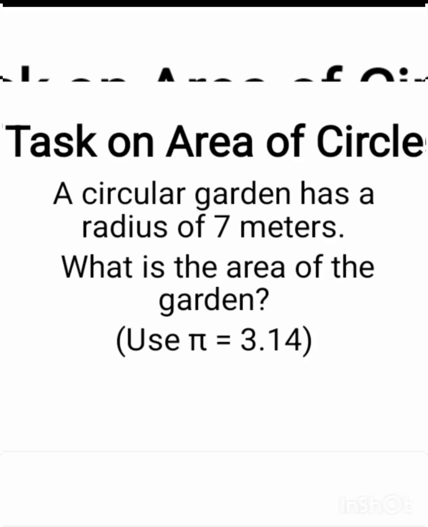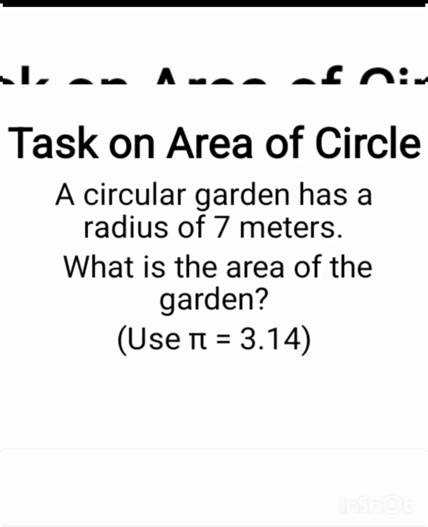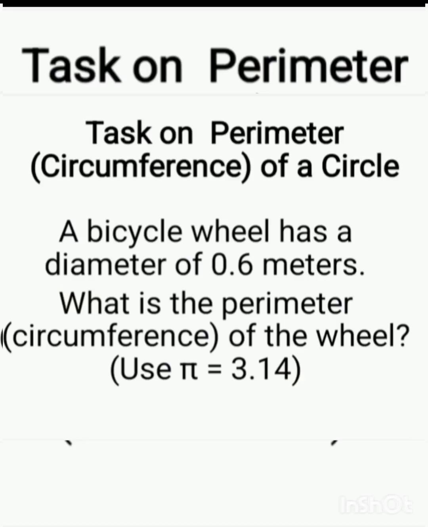The task. Answer these tasks in your notes. The first question on the area of a circle says a circular garden has a radius of 7 meters. What's the area of that garden if your pi is 3.14? The second question is on perimeter, which is also called the circumference of a circle. A bicycle wheel has a diameter of 0.6 meters. What is the perimeter or the circumference of the wheel? Your pi is 3.14.